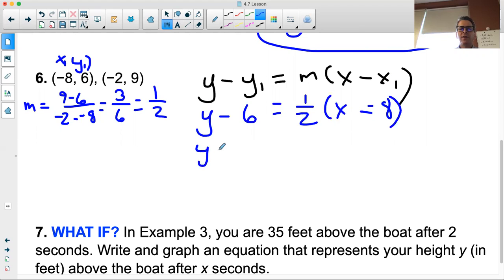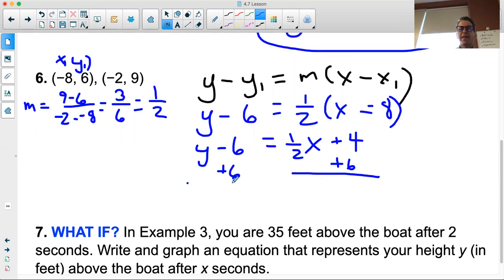If you simplify this down, you get y minus 6 is equal to 1/2 times x, 1/2 times a positive 8. Subtracting a negative is a positive 8. 1/2 times 8 is 4. And then to solve for y, you'd have to add 6, and you'd have it in slope-intercept form. Your answer would be y is equal to 1/2 x plus 10.